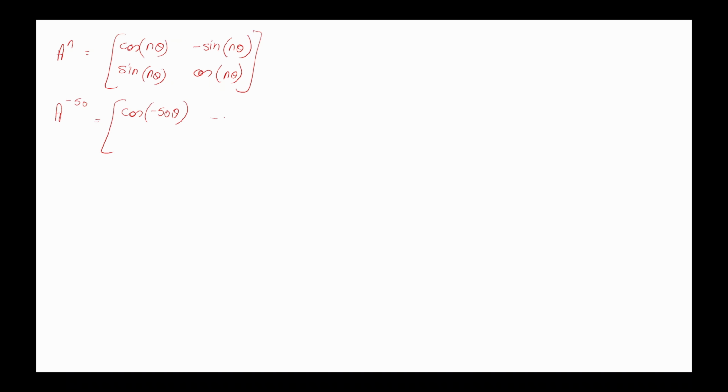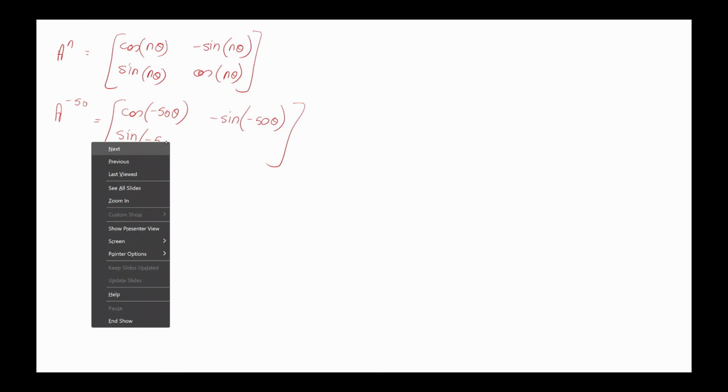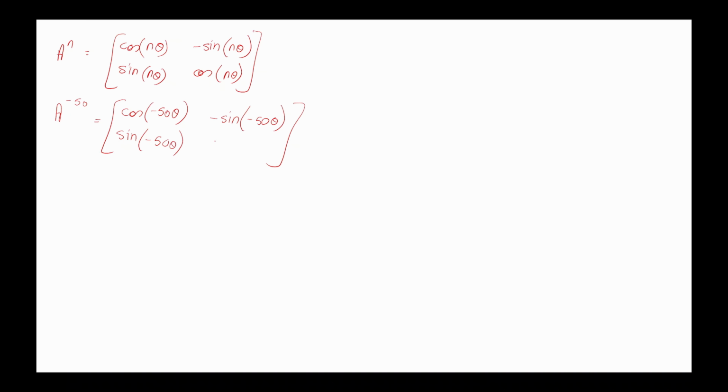Cos of minus 50 theta, minus sine of minus 50 theta. Here we have sine of minus 50 theta, and here we would have cos of minus 50 theta. So we've gotten our a to the power minus 50. Now we can use a few of our trigonometric identities here. What would be the first identity? That sine of minus theta is basically minus sine theta, and cos of minus theta is nothing but cos theta. We had studied this in trigonometric functions. So we can replace these values with that.